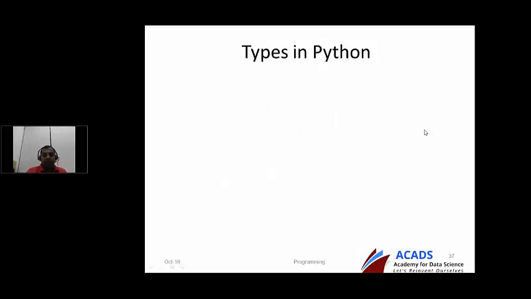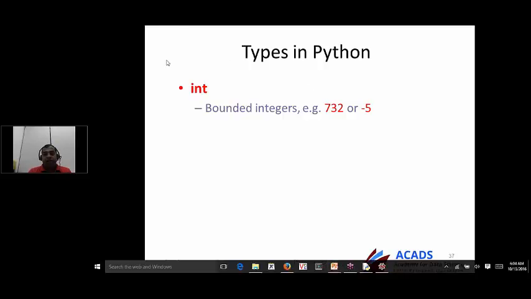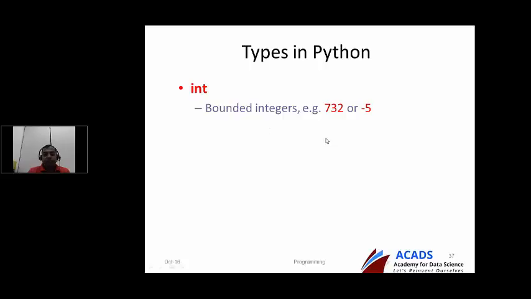So what are the types in Python? Python gives us certain basic types. The important types we will consider are integers. It is called int in Python, and this represents bounded integers like the number 732 or minus 5. These are signed integers, which means you can have positive as well as negative numbers. Then you have floating point numbers, for example 3.14 or 2.0. We will notice that floating point numbers are not exact. There is certain approximation. We will see this very soon.